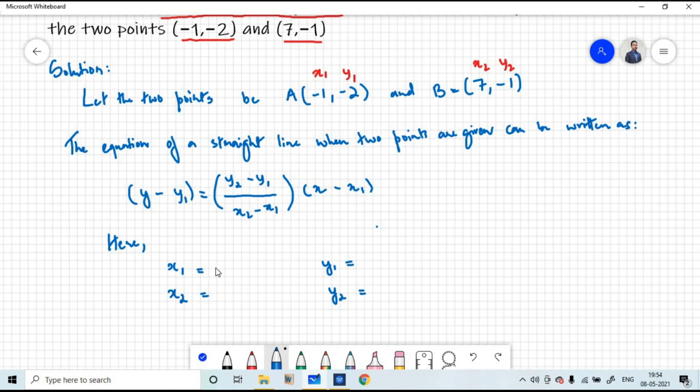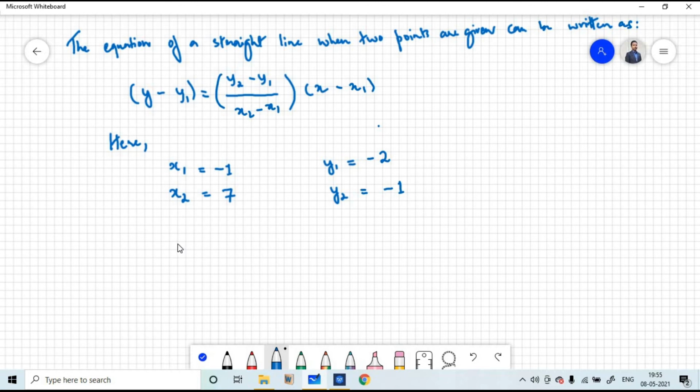So the value of x1 is minus 1, the value of x2 is 7, the value of y1 is minus 2, and the value of y2 is minus 1. Let us substitute the values of x1, x2, y1 and y2 in the given equation. The value of y2 is minus 1, minus the value of y1 which is minus 2, over the value of x2 which is 7, minus the value of x1 which is minus 1.